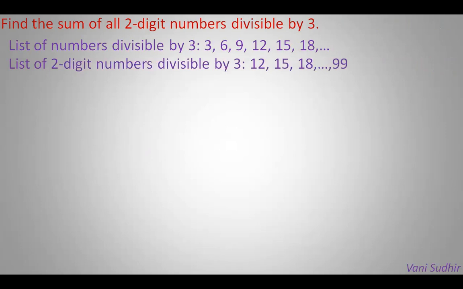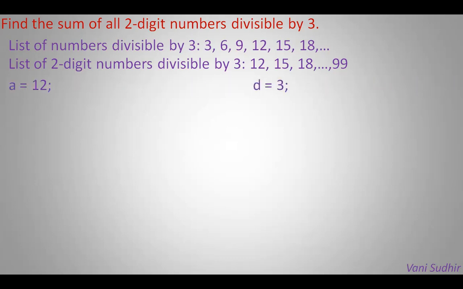We want only 2-digit numbers, so we have to start with 12, not 3. 3, 6, 9 can be excluded. We want 2-digit numbers which are divisible by 3, that is 12, 15, 18, and so on. And the last term will be 99, that is the last 2-digit number which is divisible by 3. If you take more than that, you will get a 3-digit number.